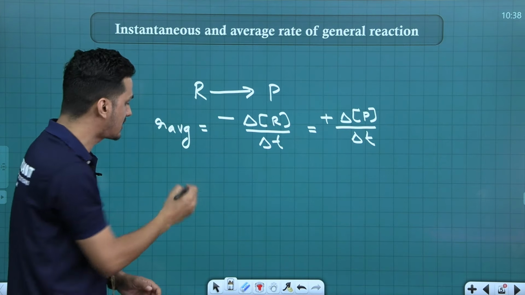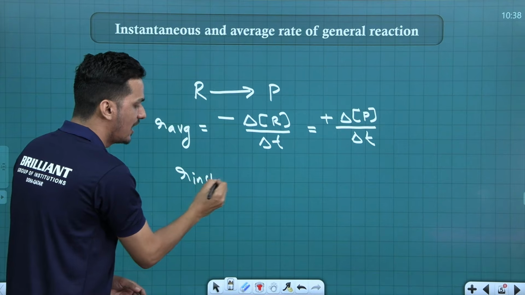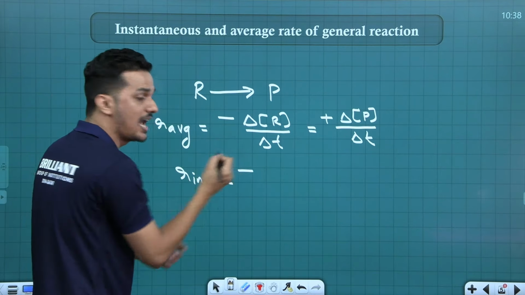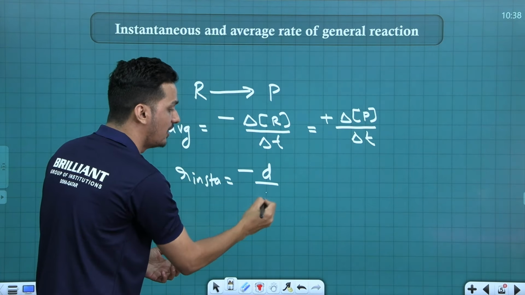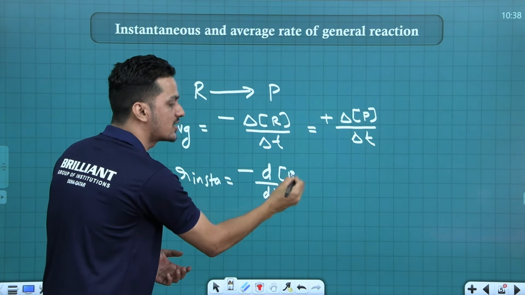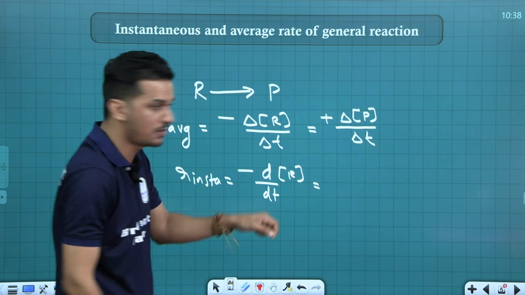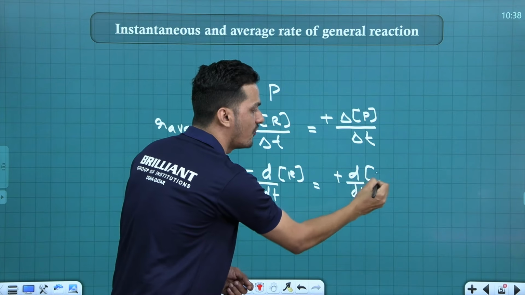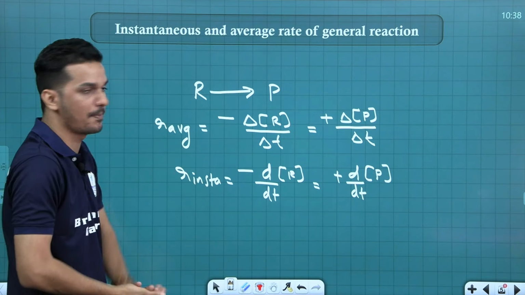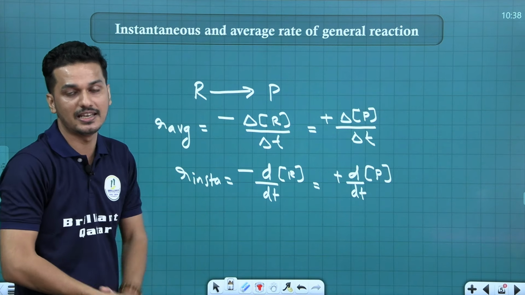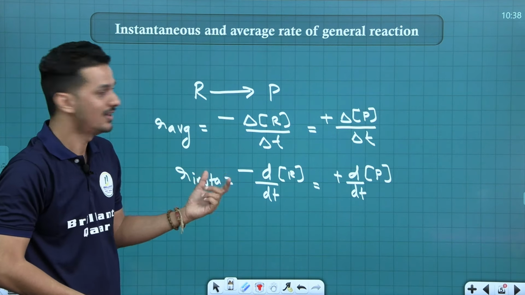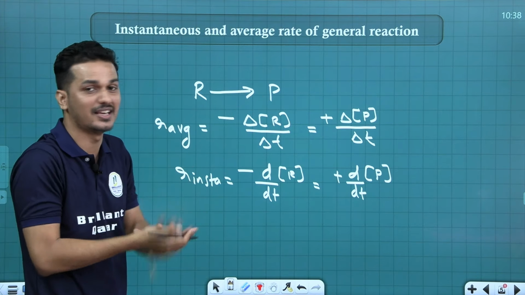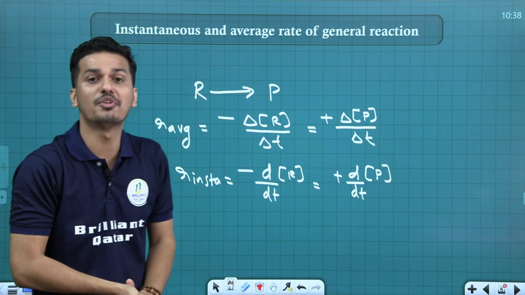But if it is R instantaneous, how will we represent it? R instantaneous means in a small time interval, which we represent as minus d by dt of concentration of R, that will be equal to plus d by dt of concentration of P. Likewise we can represent. But unfortunately, in our case, reactant gives product. Our reactions may or may not be like this.